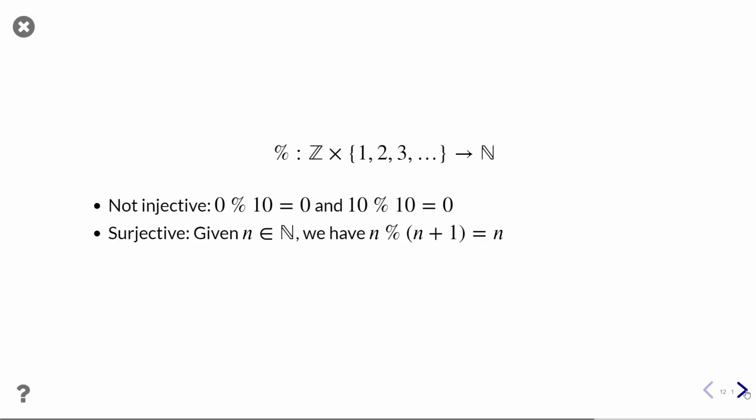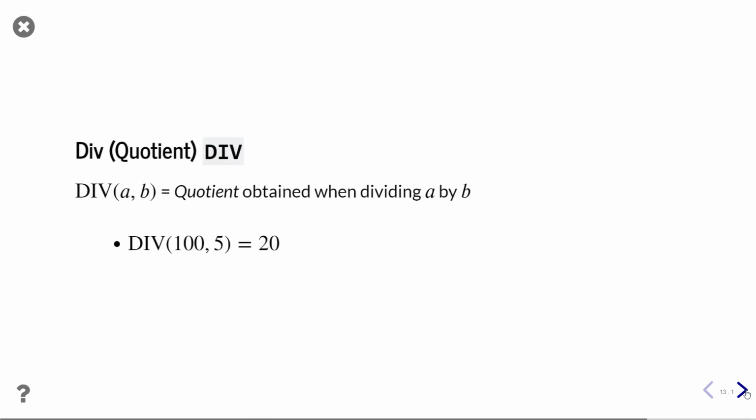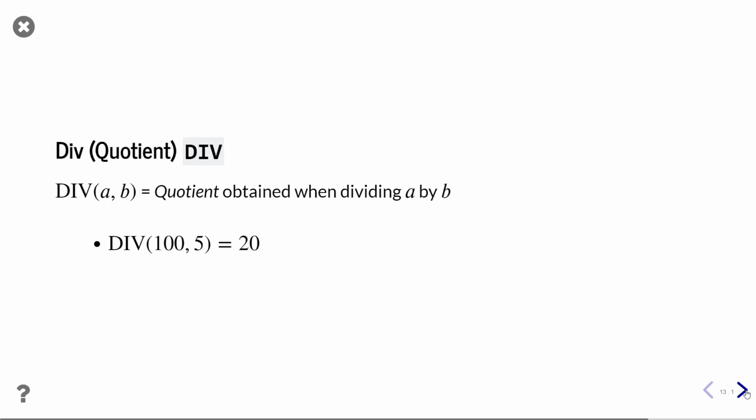And going along with the mod operator is the div function, which does kind of the same thing as mod, except it returns the quotient instead of the remainder. There's not really a symbol for this function, and many people just write div of A, B to mean the quotient we get when dividing A by B. For example, div 100, 5 is 20, whereas 100 mod 5 is 0.